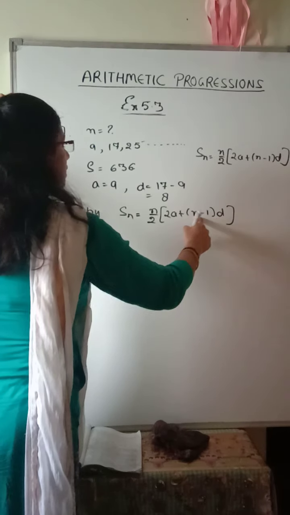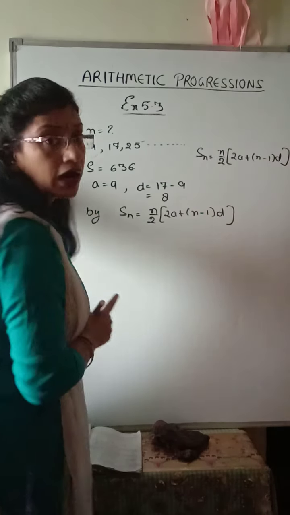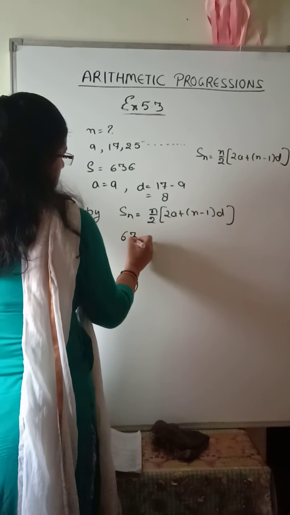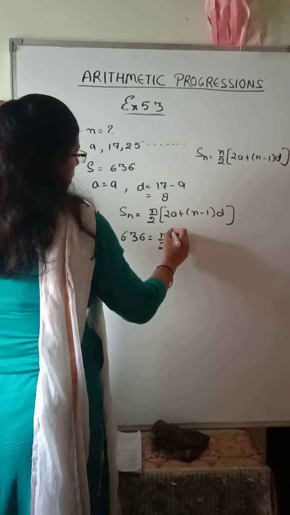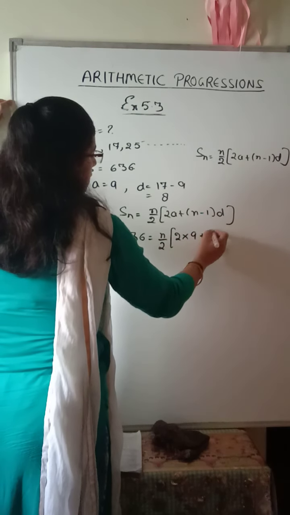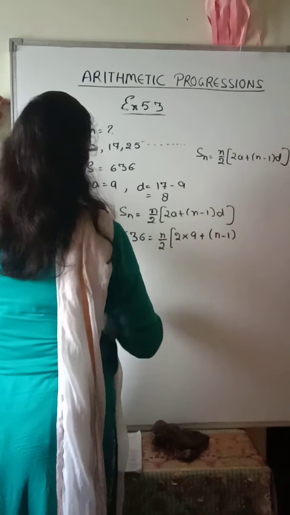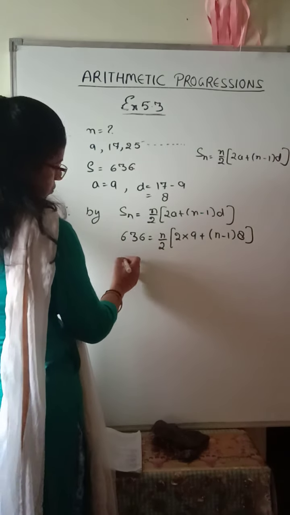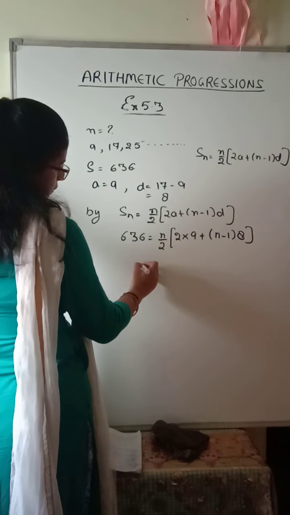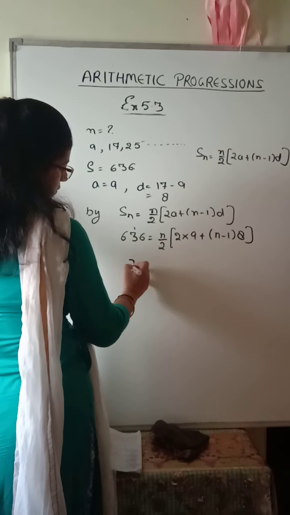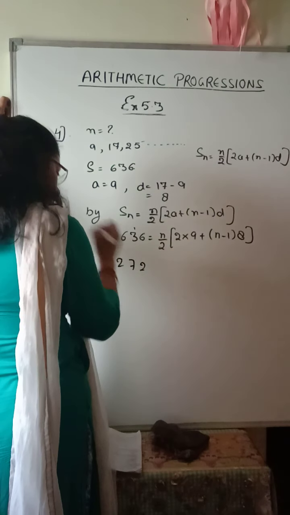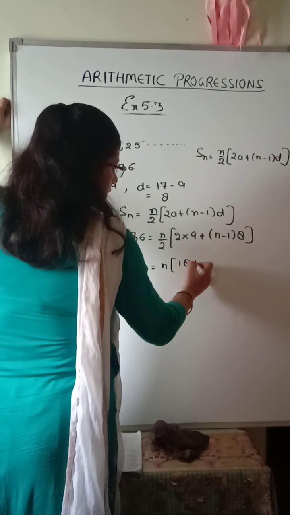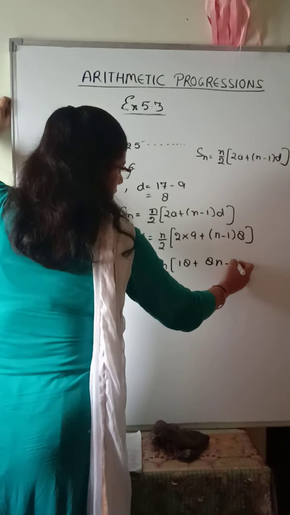We will not use a plus l because the last term is not given to us. Sum of n terms, the sum is given to you, 636 equals n by 2 (हमें n निकालना है) into 2 into a, which is 9, plus n minus 1 into d, and d we are given as 8. 2 को न्यूमरेटर में भेज दो, 636 into 2 कर लो, 6 twos are 12, carry over 1, 3 twos are 6 and 1 is 7, 6, so 1272. equals n into 9 twos are 18 plus bracket open करो 8n minus 8.